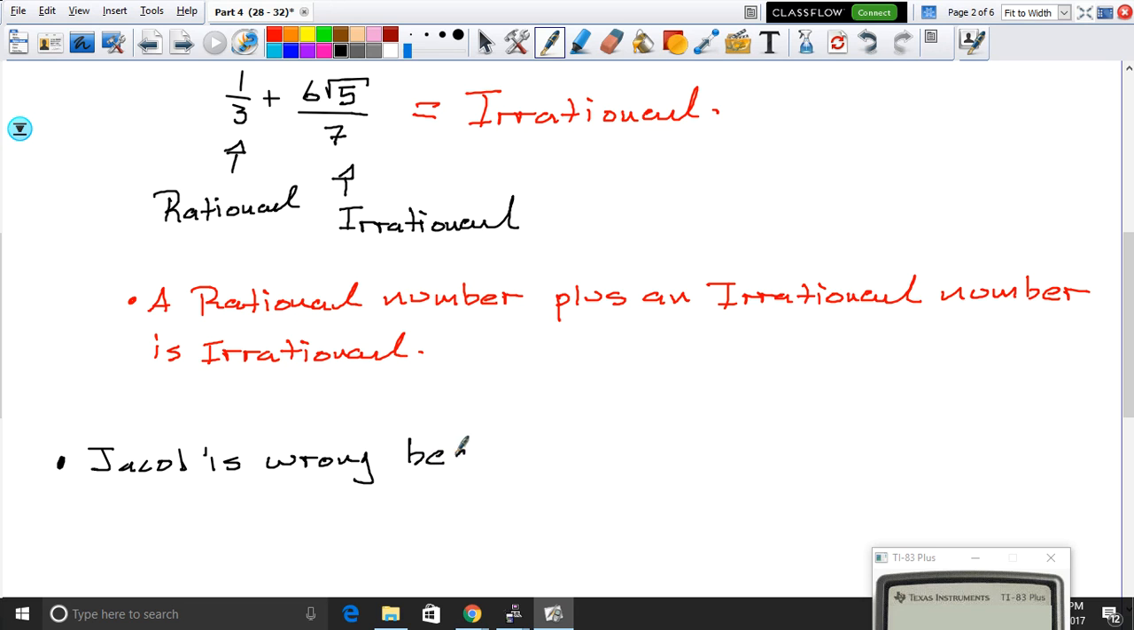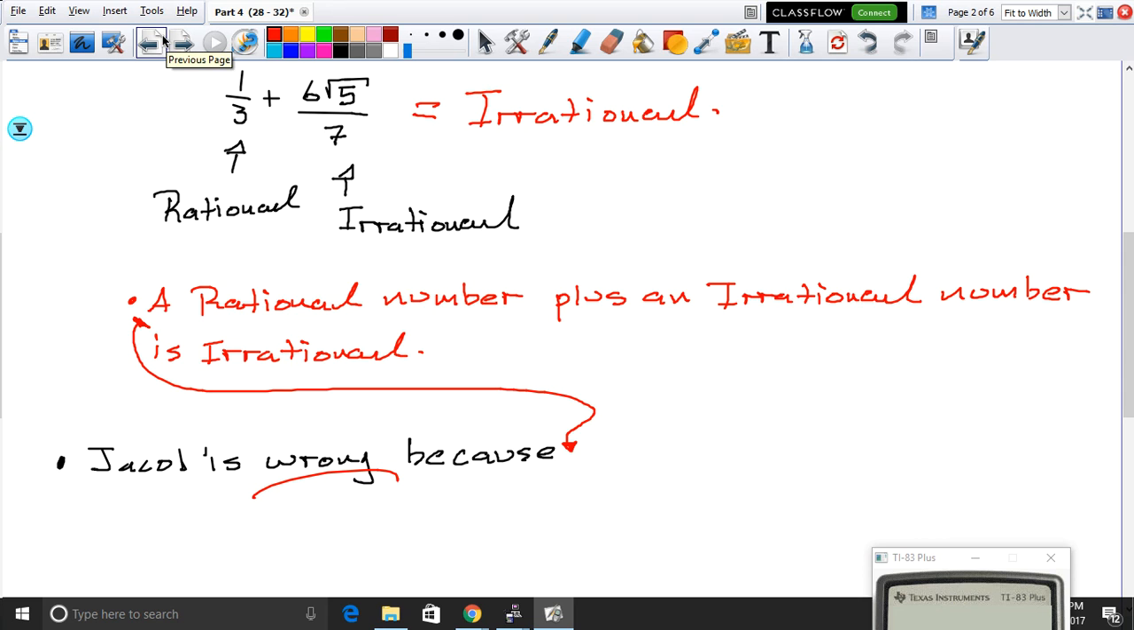Because, I'm not going to write the whole sentence, but because a rational number plus an irrational number is irrational. So Jacob is wrong because a rational number plus an irrational number is irrational. And we saw that 1/3 is rational, and we saw that 6 square root of 5 over 7 is irrational. So yes, Jacob is wrong.